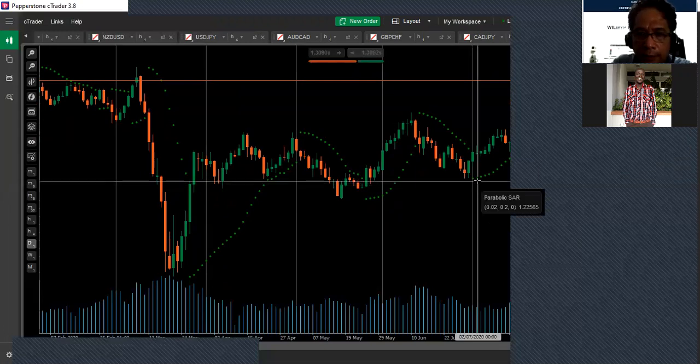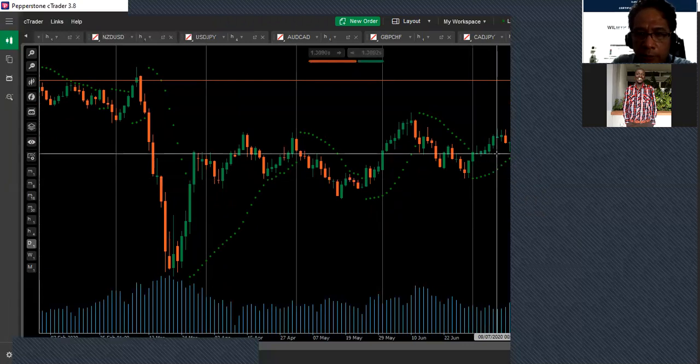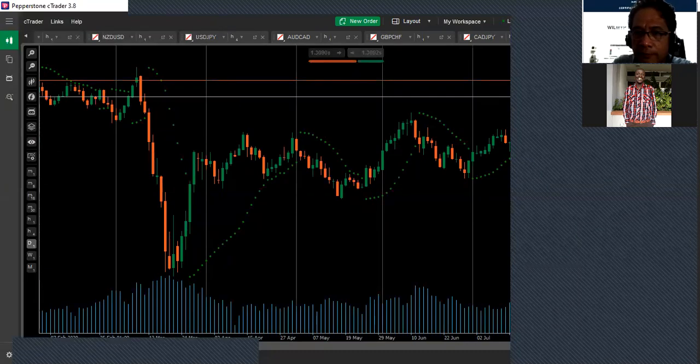If you have an entry here, you can follow it here. When the market moves here, if you follow the SAR in daily, you are not stopped out. We were able to squeeze the market up to here, right? See how powerful the parabolic SAR is? Yes, that's how parabolics are.